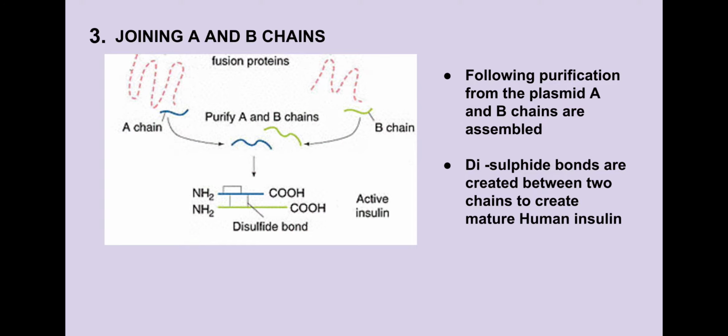The next obvious step is that we now have two chains, but the human insulin will only be in the correct form when we join these two chains using disulfide bonds. So, following purification, A and B chains are assembled and disulfide bonds are created between them to create the actual mature human insulin, which will work inside the human. So, this is the insulin production.